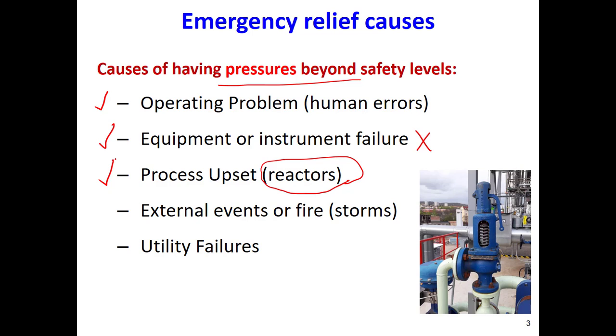Or external event or fire. Let's say there is a fire somewhere in the process, or there is stormy weather that will destroy or damage one piece of equipment, and then that equipment catches fire. So those are utility failures. Let's say one valve fails, one pressure meter fails, one level meter fails. So those are the cases that we might have some overpressure or higher pressure than what is expected in the process or in the equipment, that we have to find a way to relieve.